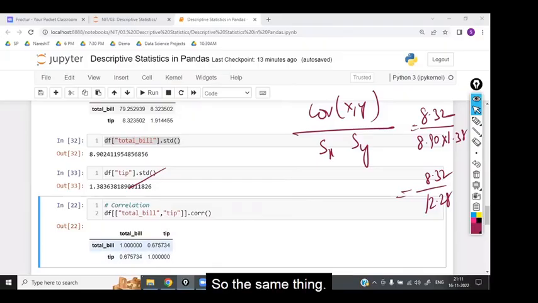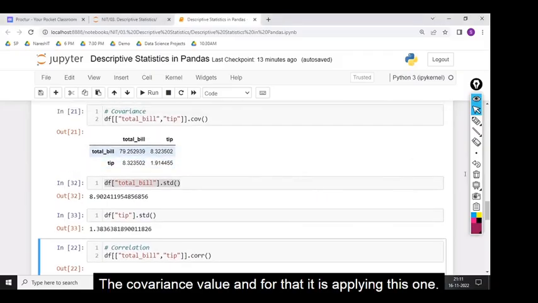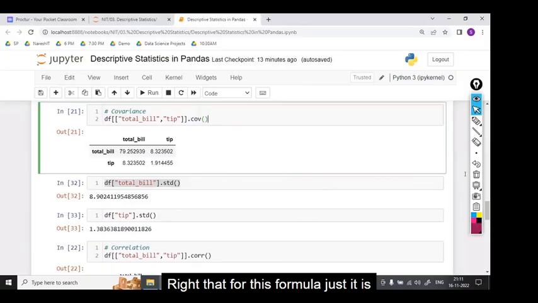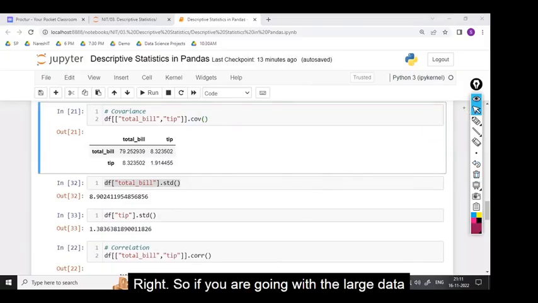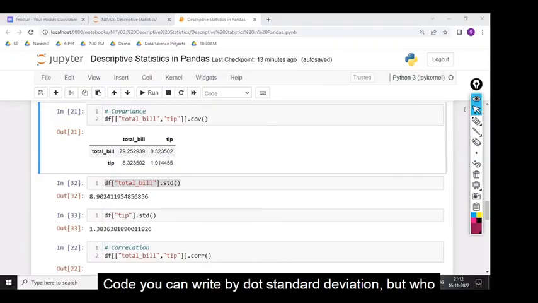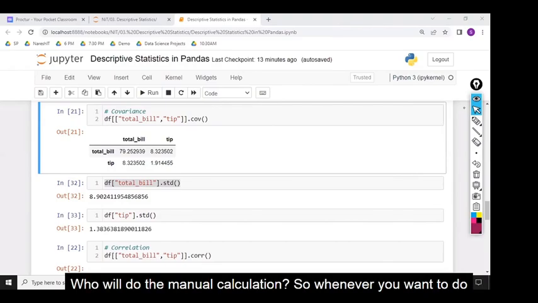Right? So the same thing. In the back end, it is calculating the covariance value, and for that it is applying this formula, just that one divided by that one. Right? So if you are going with a large data set like this, it is difficult to calculate manually. Coding is easy. You can write the code for standard deviation, but who will do the manual calculation?